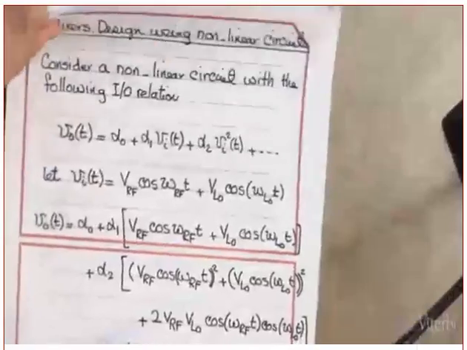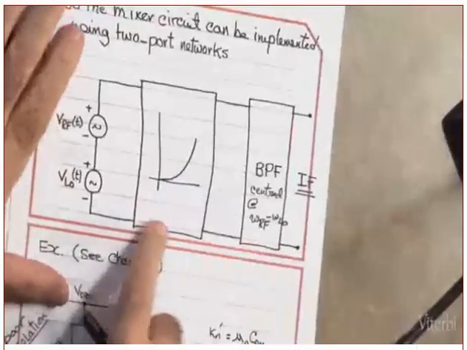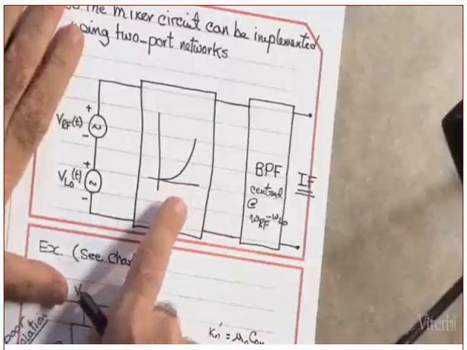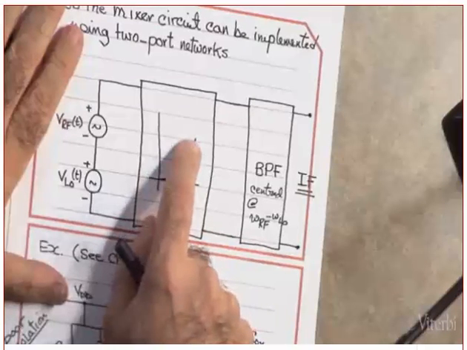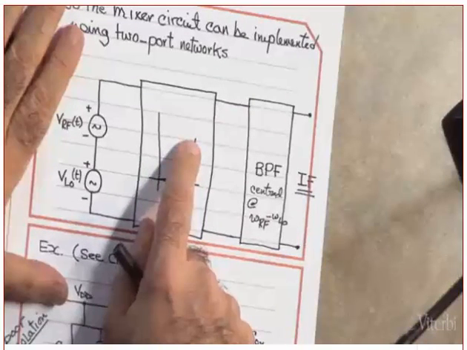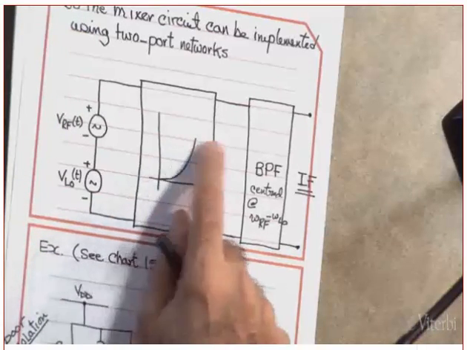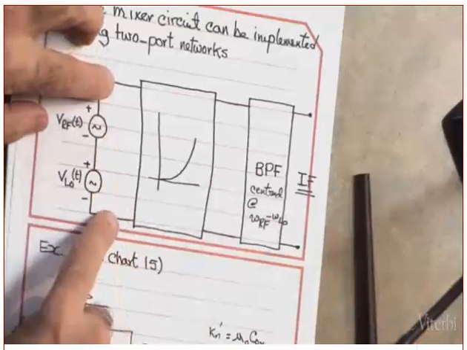What do I have? I have a nonlinear component. Preferably of which order? Square law nonlinearity. Why? We will see why in just a second. Square law. What do I put as the input?